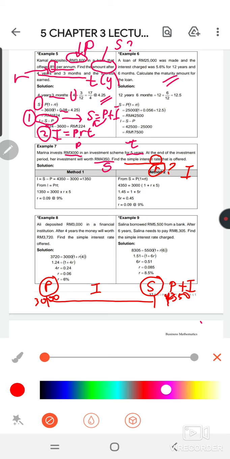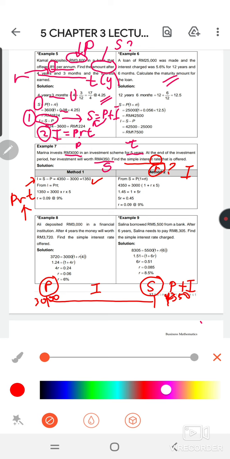Okay, kita dah dapat interest. Dari mana dapat interest? Kita ambil nilai yang terkini selepas 5 tahun, S, then we minus by P. So I equals to 4350 minus by 3000. So you will get 1350. So awak kena kreatif sikit bila nak jawab soalan ni, sebab dia boleh tanya macam-macam cara untuk awak solvekan. Okay, so first awak cari dulu interest S minus P. Okay, sebab apa kita tak boleh guna formula PRT? Sebab kita tak ada nilai R. Okay, so you will get interest 1350.